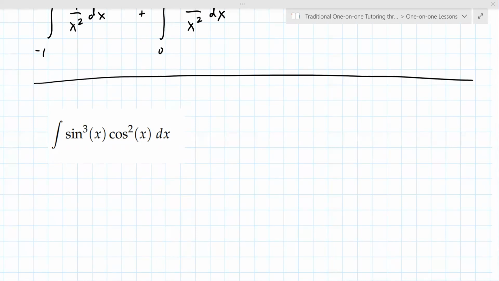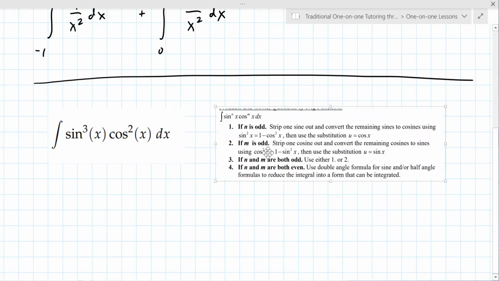Mm-hmm. So it's like one of those, if n is odd, it is even. Exactly. Yeah. So in this case, n is odd. The sine, you got n equals 3 and m equals 2. So it says strip one sine out. So we'd make this sine x.